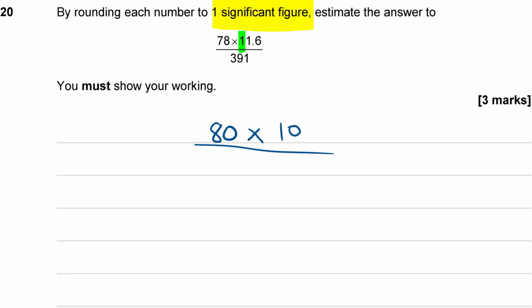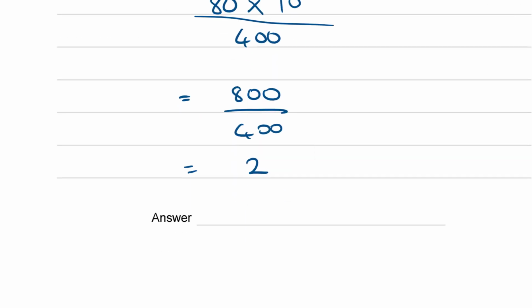Now the first significant figure of that number is that 3 there. That's in the hundreds column. So 391 we're going to be rounding to the nearest 100. So 391 to the nearest 100 is 400. So I've got 80 times 10 divided by 400. So 80 times 10 is 800. 800 divided by 400. Well, 400 goes into 800 twice, doesn't it? So it's roughly 2. So 2.